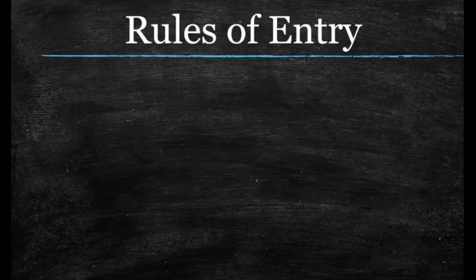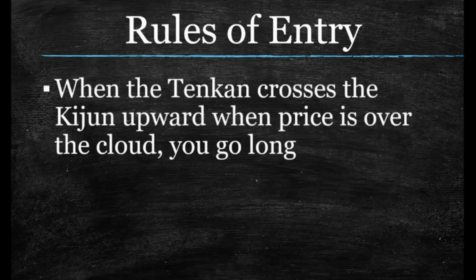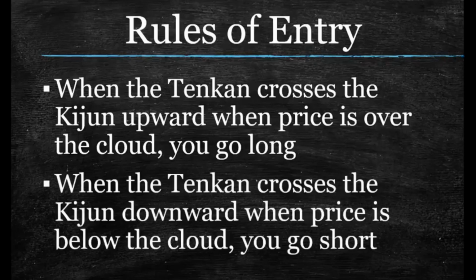So for your notes, here is what you do. When the Tenkan crosses upward over the Kijun and price is over the cloud, you now have the green light to go long. On the other side of things, when the Tenkan crosses the Kijun downward, when it crosses over and below the Kijun, and price is below the cloud, this is where you go short. And these are the main rules of entry for basic Ichimoku trading.